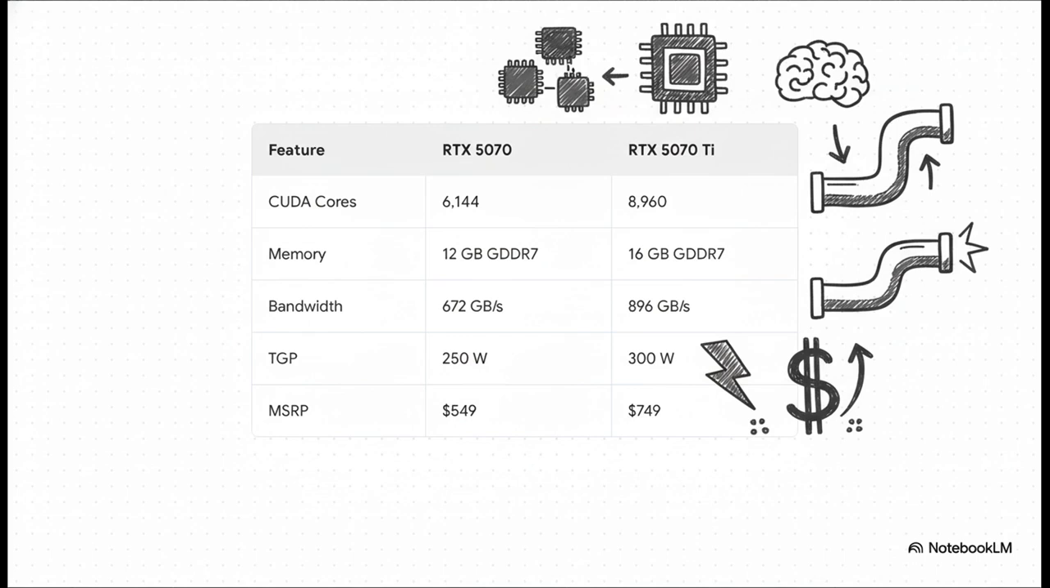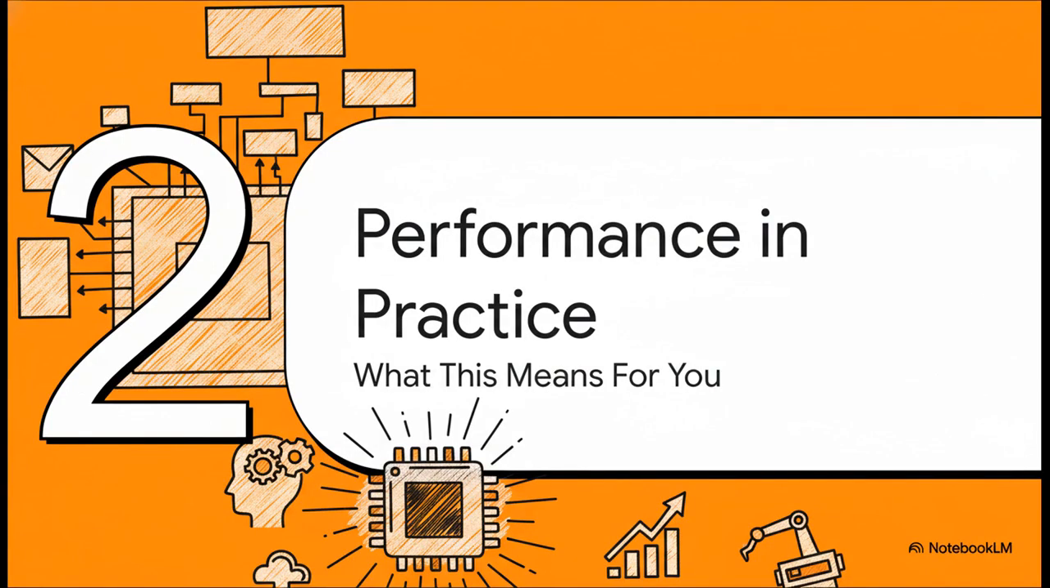More cores, more memory, more bandwidth. But, and this is the important part, you can also see that all that extra power comes with a higher power draw and, of course, a higher price tag. Okay, numbers are great, but who cares, right? What does all this actually mean for you when you're sitting down to code your next project?